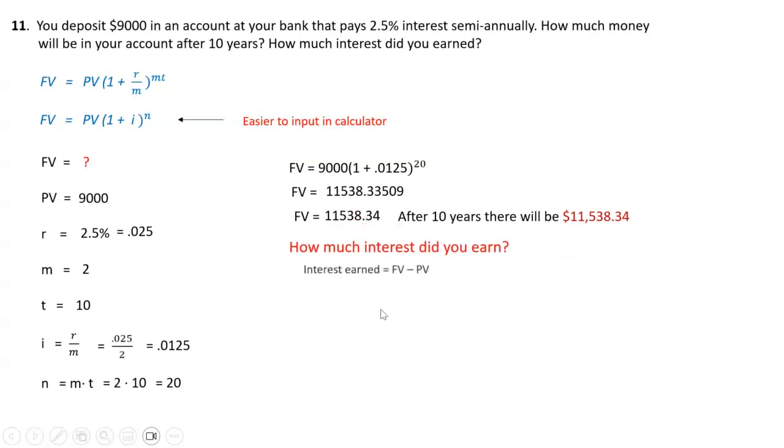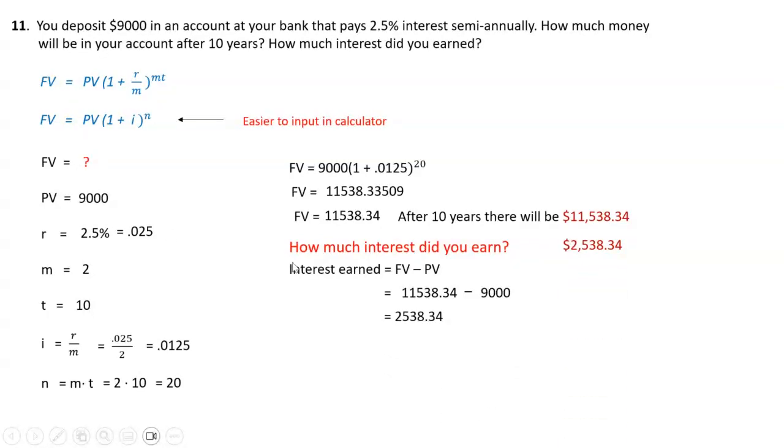Again, this is similar to the previous problem. So the interest earned will be future value minus present value. My future value is what we just got right now, the 11,538.34, minus the present value, which was how much was invested at the beginning, which was 9,000.